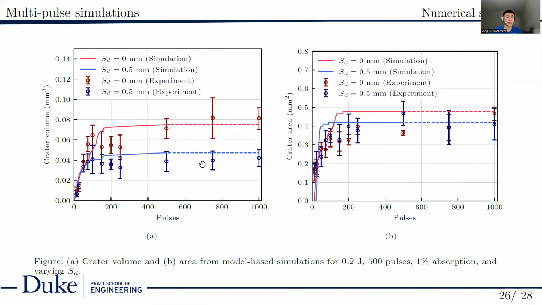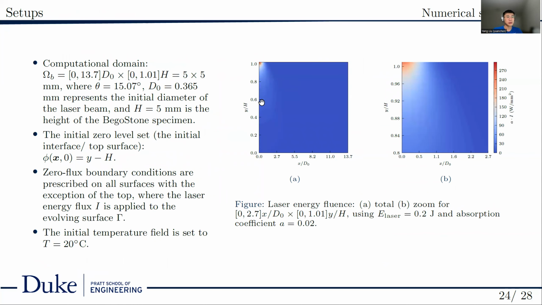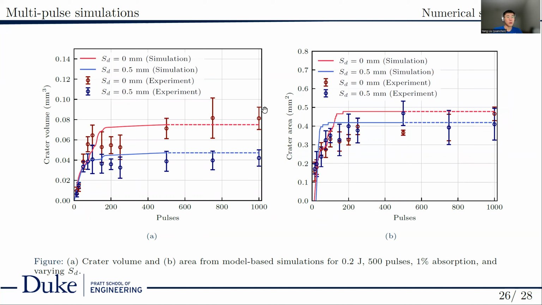That is, as the surface ablates, the distance between the surface and the tip of the laser increases. Consistent with the spreading of the laser beam with distance, points further away from the laser tip experience lower energy density, as we show in this figure. So after a sufficient level of ablation, the surface is too far from the laser beam to become sufficiently heated and reach melting temperature. This phenomenon also helps explain why the crater volume and area decrease when the standoff distance is increased. As shown in subfigure B, the area also saturates earlier, at around 100 pulses for SD equals 0.5 compared to SD equals 0 cases, which saturate around 200 pulses.